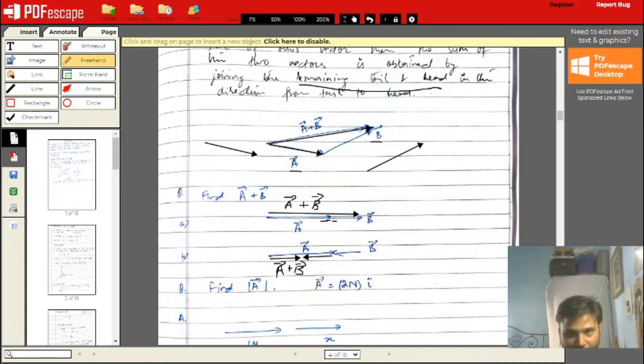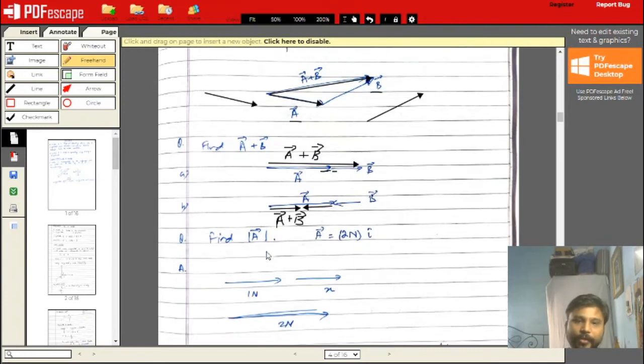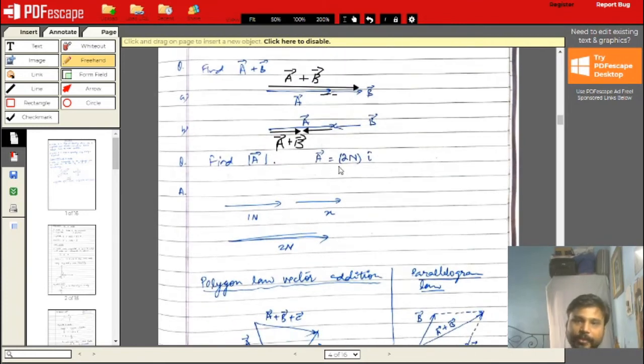This was the remaining tail, this was the remaining head. These are joined. This is A plus B. Next, we have to find the magnitude of A, where A is given as some 2n I cap.